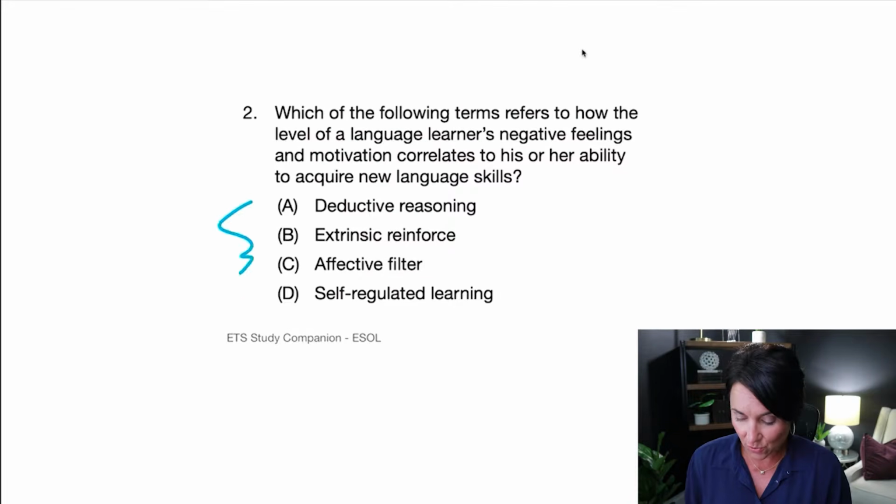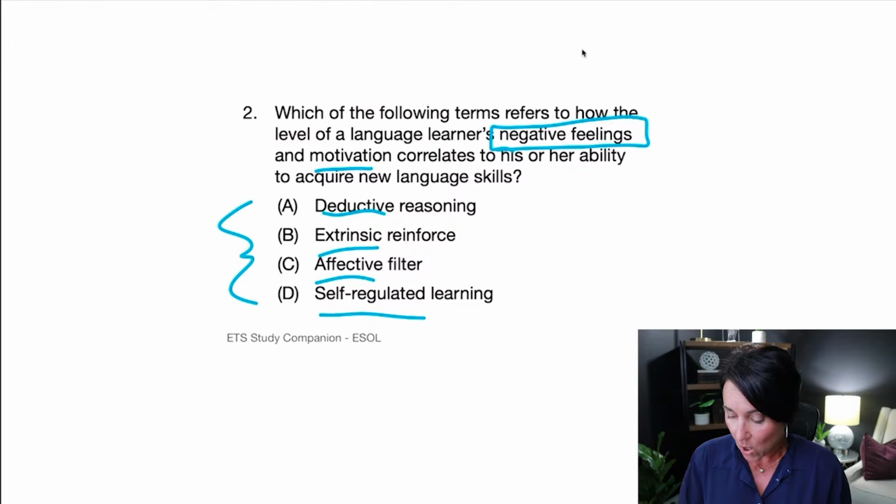Let's look at the answer choices. We have deductive reasoning, extrinsic reinforce, affective filter, and self-regulated learning. Can't do much yet. Let's take a look at the question. Which of the following terms refers to how the level of a language learner's negative feelings, it's about feelings, and motivation correlates to his or her ability to acquire new language skills? All right, we're talking feelings, we're talking motivation here, okay?